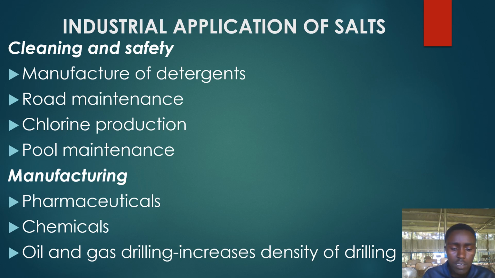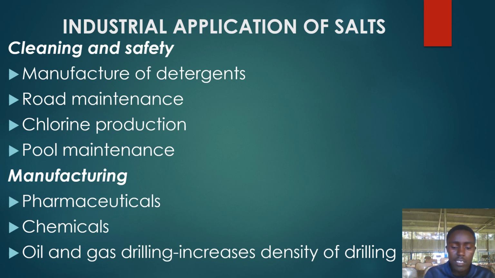Then we have another use of salts in chemicals. Industrial salts eventually become caustic soda, soda ash, sodium sulfate, sodium carbonate, hydrochloric acid, sodium bicarbonate, and chlorine, to name a few. Then oil and gas drilling.